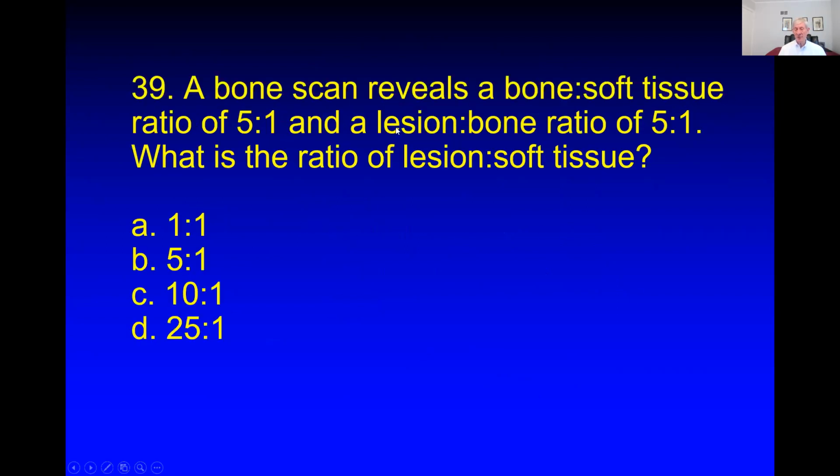A bone scan reveals a bone to soft tissue ratio of 5:1 and a lesion to bone ratio of 5:1. What is the ratio of lesion to soft tissue? D, 25:1. If you cross multiply these, bone over soft tissue times lesion over bone, bone cancels, and you're going to get 25:1.